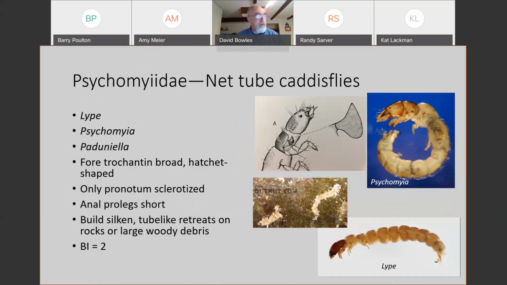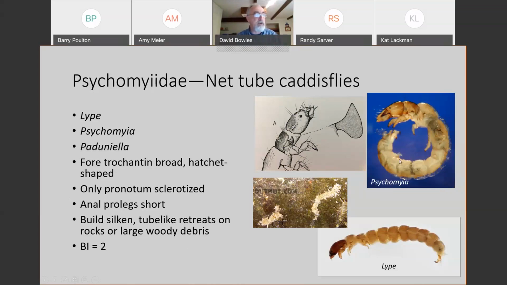One of my favorite families is the family Psychomyiidae, the net-tube caddisflies. We have 3 genera, Lype, Psychomyia, and Paduniella. Lype tends to like springs, seeps, backwaters, and things of that nature. Psychomyia is very common in clean streams around the state. Paduniella is primarily Ozarkian, mostly in Arkansas, and they like systems that are spring-fed and extremely high quality. They're fairly rare. Definitely a rare insect in Missouri is Paduniella.